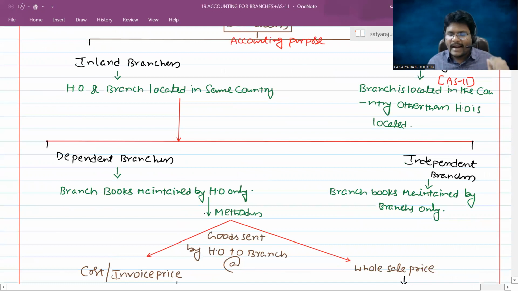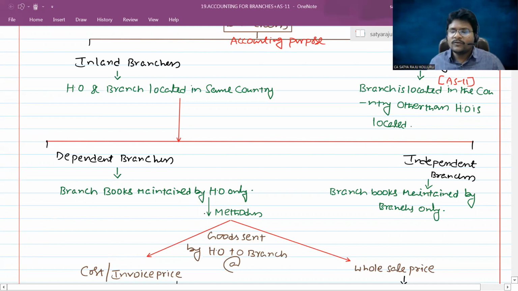Now coming to inland branches, branches are divided into two categories: dependent branches and independent branches. When is a branch categorized as a dependent branch, and when as an independent branch? If branch books are maintained by head office itself, then such a branch is generally known as a dependent branch.